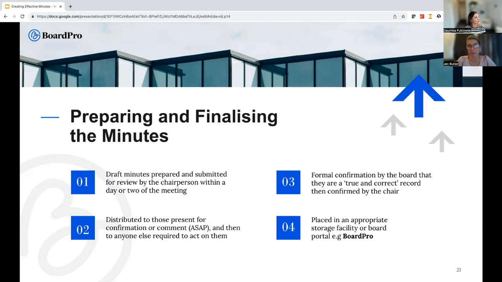Like if it's in a board paper, then the minutes need to reflect that they have actually discussed and are being proactive in resolving any issues that there might be. So just be aware of that. As Danica said, the board pack is read in conjunction with the minutes.